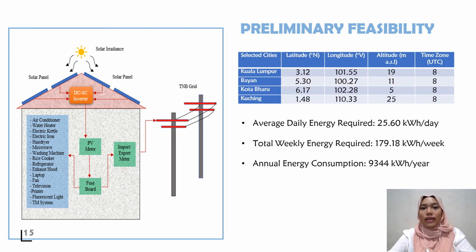From the data collected, average daily energy required is 25.60 kWh per day in residential house, 179.18 kWh per week with annual energy consumption of 9,344 kWh per year. In this study, there are 4 selected cities, which are Kuala Lumpur, Bayan, Kota Baru, and Kuching.